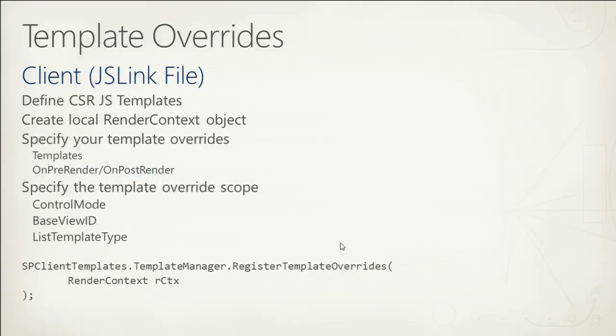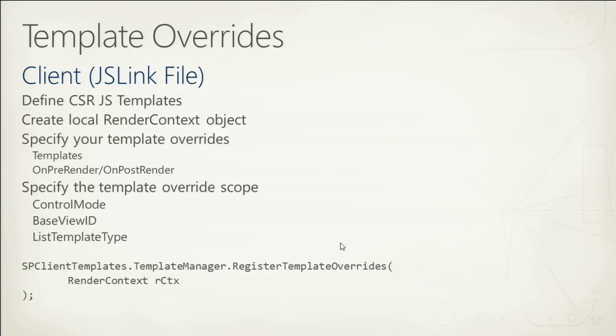So the overrides. Overrides are pretty straightforward. The process is fairly simple. You're going to take your template. You're going to create a context object which says, these are the overrides I want to do. You're going to specify your overrides in there, and they take two forms, either templates or these on-pre-render, on-post-render functions. You're going to specify a scope.